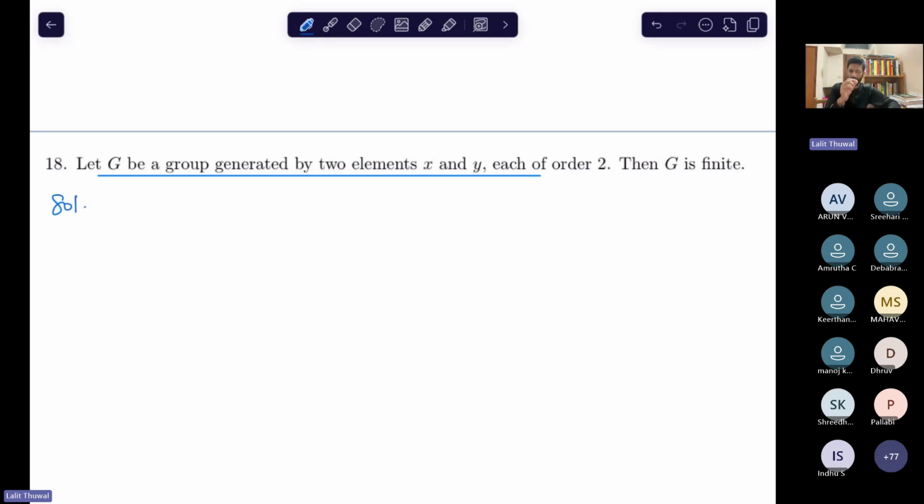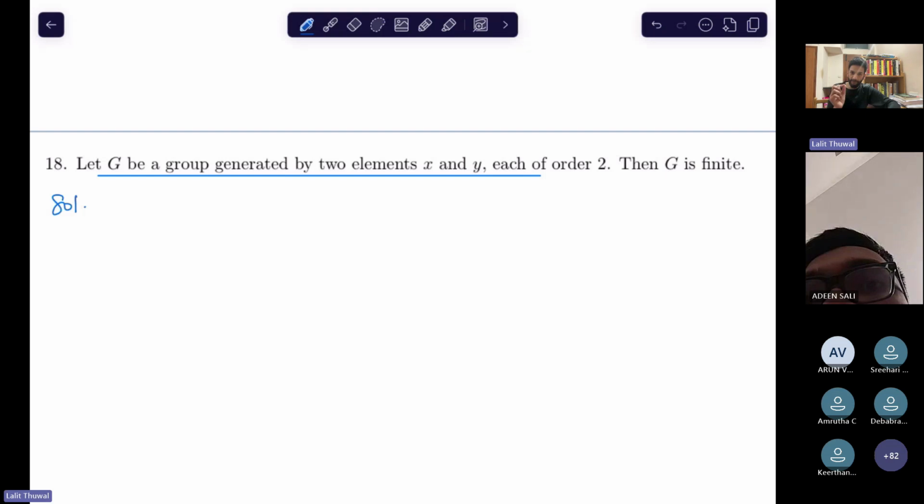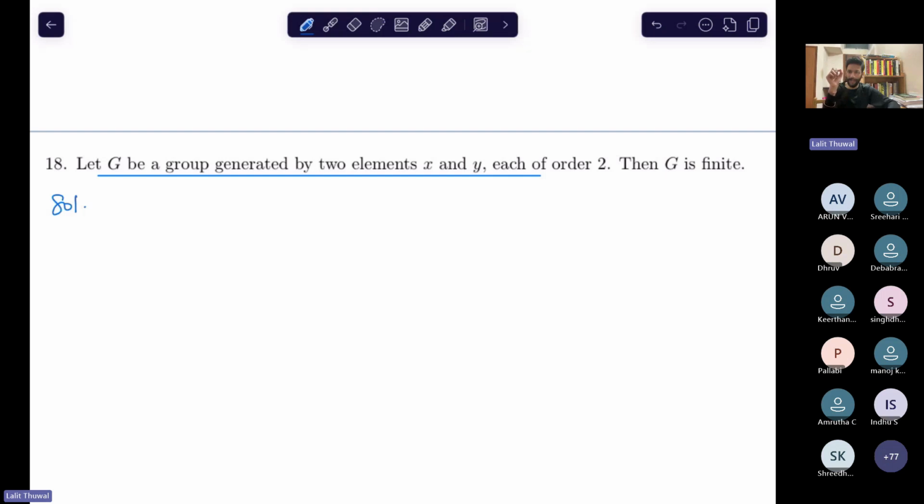Generated means, you know, right? Group generated by 1 element, group generated by 2 elements. Let me tell you in short. Then G consists of all the finite products of powers of X and Y, okay? Group generated by X and Y. So in case some group is generated by one element, we see that it looks like X to the power I, where I is some integer. But when a group is generated by 2 elements, then it is the collection of all the products of powers of X and Y, all finite products, obviously.